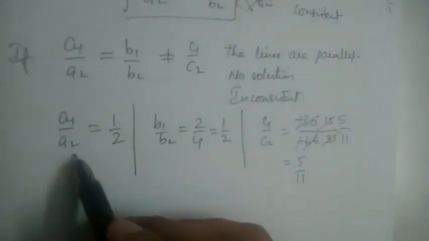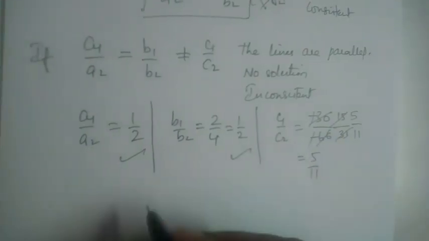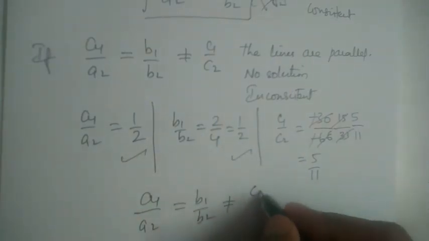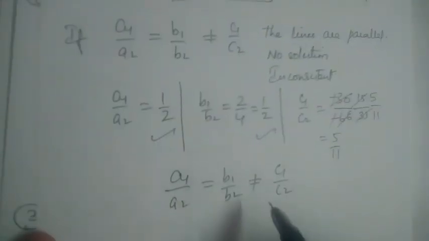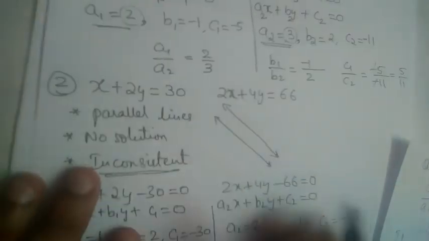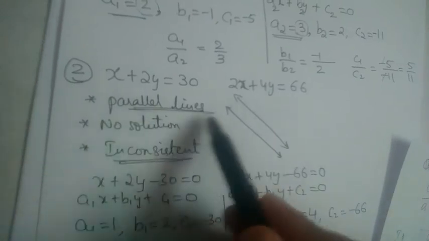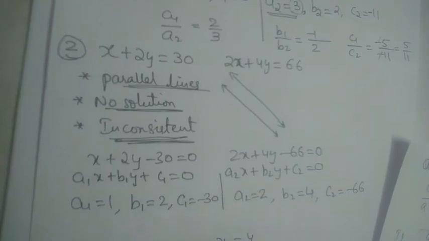Now see, a1 by a2 is 1 by 2, b1 by b2 is also 1 by 2, c1 by c2 is 5 by 11. So in this case, a1 by a2 is equal to b1 by b2. These two are equal, but it is not equal to c1 by c2. This case is satisfied, right? Hence the lines are parallel lines, no solution, inconsistent. That's what we got, right? x plus 2y is equal to 30, 2x plus 4y is equal to 66. Parallel lines, no solution, inconsistent. Isn't it?